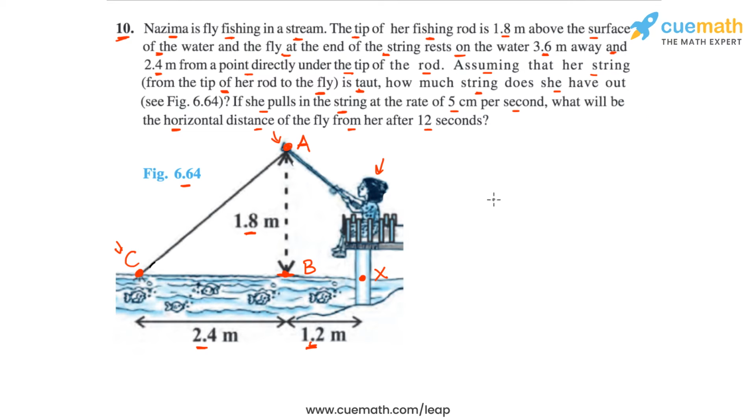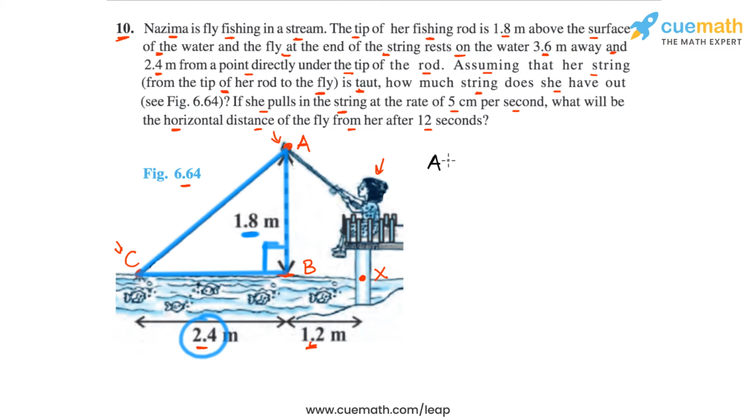So let's first solve the first question, in which we are required to find the length of AC, the length of the string that is out. So for that purpose, let's focus on triangle ABC. So let me highlight this triangle. Triangle ABC is this triangle, and this triangle is a right angled triangle. One length is 1.8 meters. The other length BC is 2.4 meters. So the hypotenuse can now be found easily using the Pythagoras theorem.